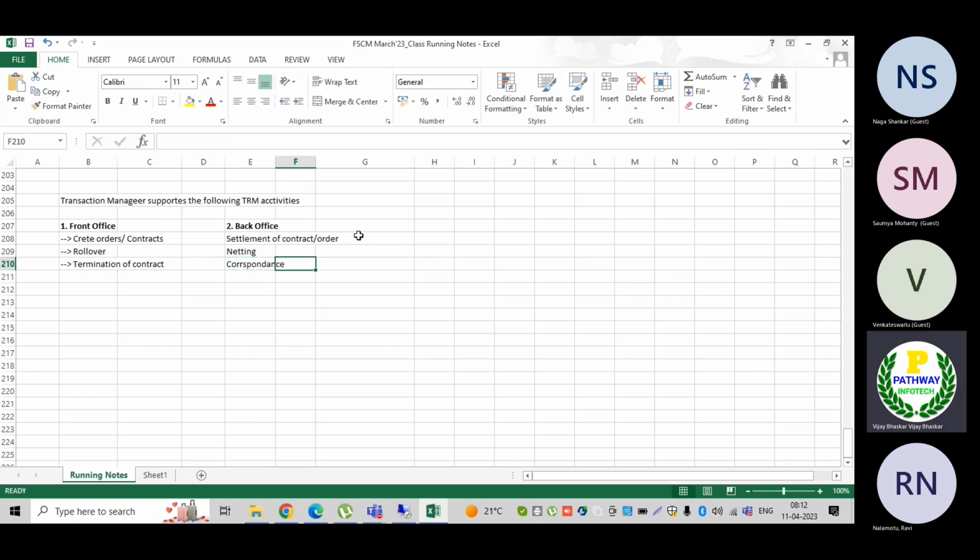Correspondence generation, to communicate to the respective counterparties. Then the next one is accounting. When I say accounting, I mean each and every business transaction which is relevant for the financials. Now let us assume we have made an investment in a fixed deposit of 10 million rupees. Then the 10 million rupees will have an impact on my financials.